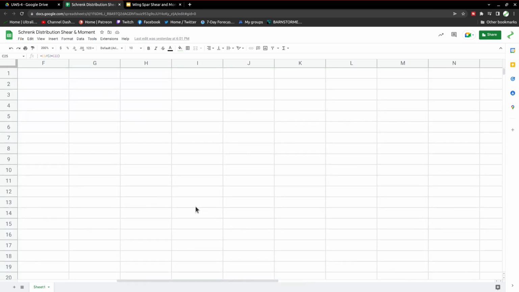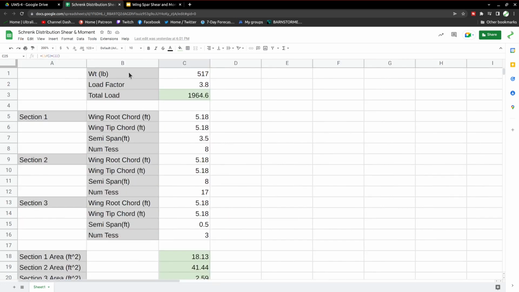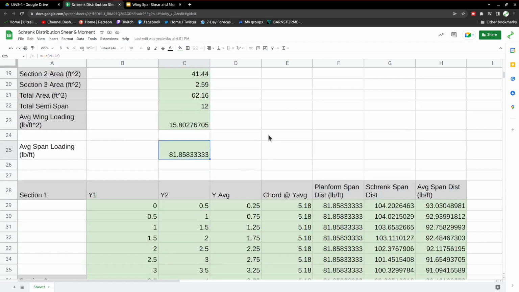Let's go up to our calculation where I calculated what that total lift is, which is the weight of our airplane multiplied by our load factor. So we're off by about half a pound. So that worked out pretty good. So that was just a sanity check to make sure I hadn't made a mistake in my spreadsheet.